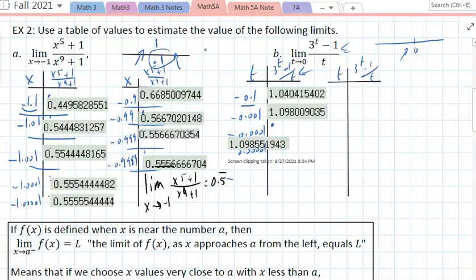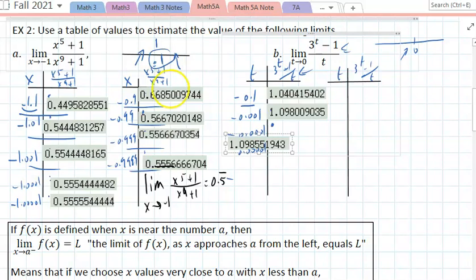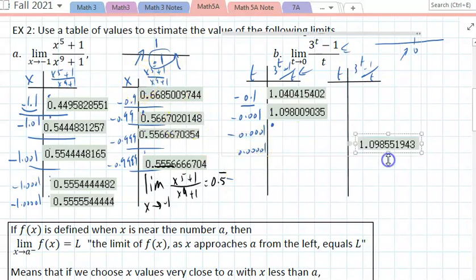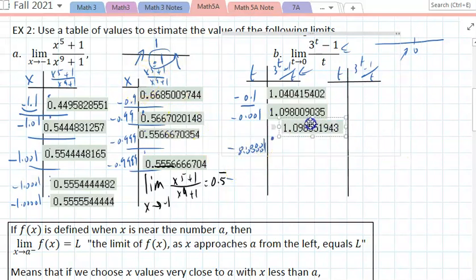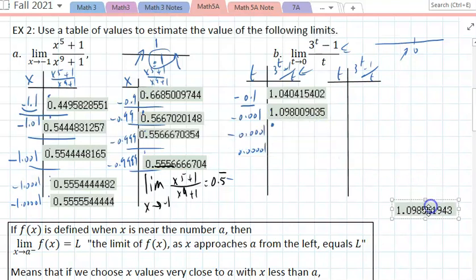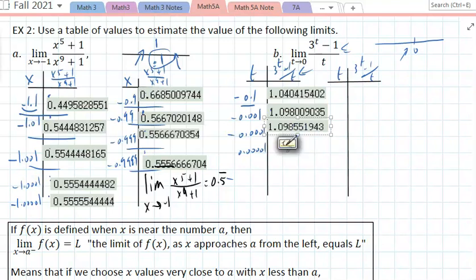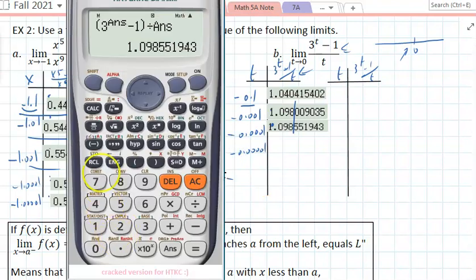It looks pretty good. It's leveling off so far, 1.098. So it seems this one I don't need to plug in a lot of numbers. Do you see that? So it seems I'm accurate to 3 decimals. I'll try this negative 0.00001.